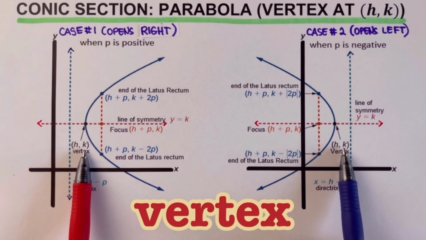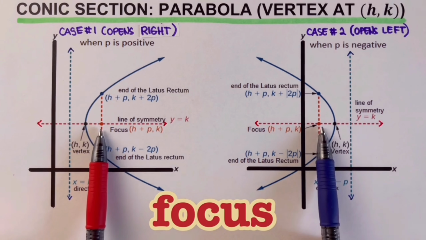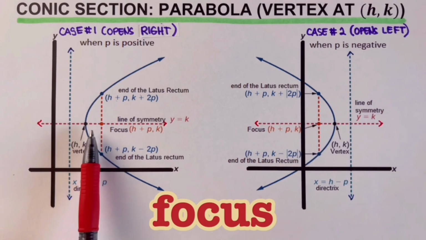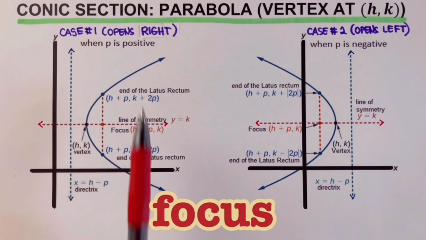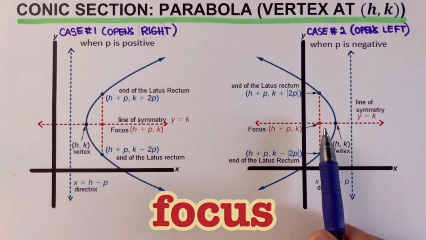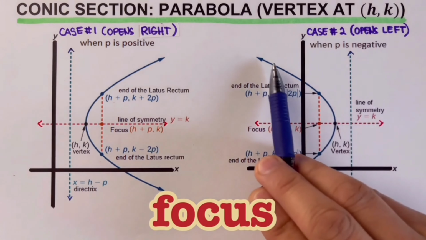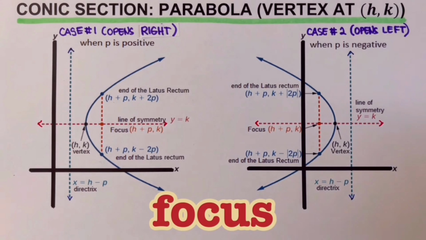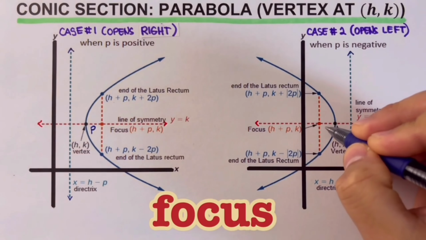Another part that we have is the focus. So this is our focus right here. Now we remember that the location of the focus from the vertex determines where the parabola opens. If the focus is located to the right of the vertex, that means that the parabola will open to the right. On the other hand, if the focus is to the left of the vertex, then the parabola opens to the left. We also remember that the distance from the focus to the vertex is represented as p. And this is also p right here.